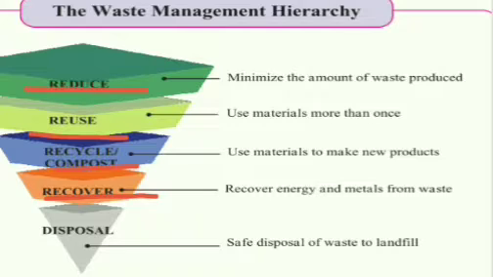So these 4 R's indicate: first is reduce. In the initial stage we have to reduce the usage of things so that waste generated will be minimum. Then reuse, so we have to use the things again and again to minimize the waste. Third is recycle, we have to reprocess the things from the waste to minimize the waste. And in the fourth R, we have to recover energy and metals from the waste. So by using these 4 R's, we can minimize the amount of waste generated, and in the end the waste that is left after reducing, reusing, recycling and recovering is disposed of properly. So let us discuss the waste management hierarchy in detail.